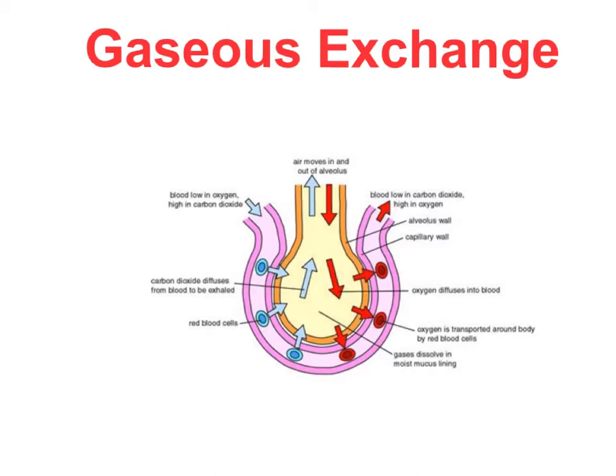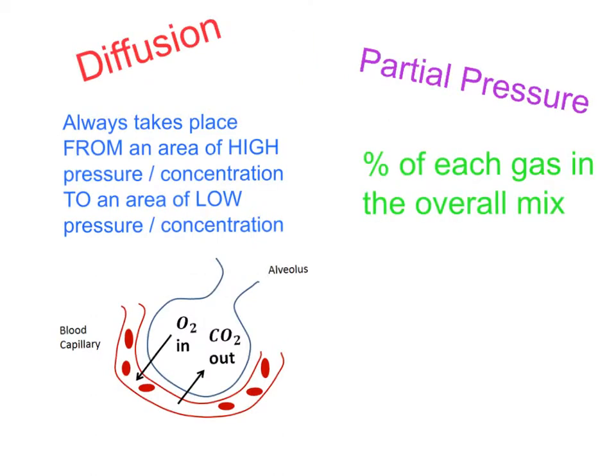Gaseous exchange requires you to have knowledge of how gases exchange at the lungs and at the muscle sites. A couple of general points first, so a couple of terms that you need to be aware of. The first one is diffusion. We need to know about diffusion and the fact that it takes place from an area of high concentration or pressure, and it goes to an area of low concentration. So diffusion always goes from that high to low.